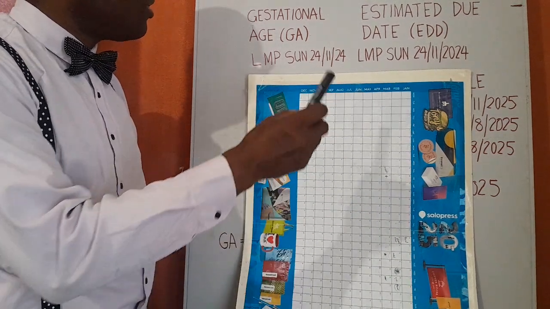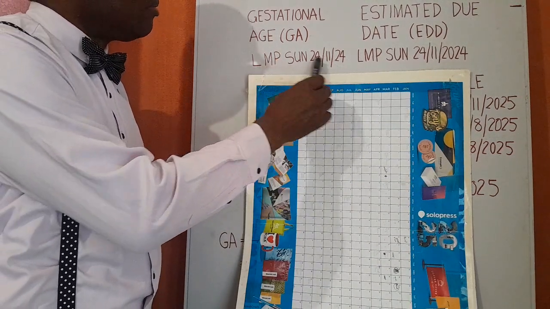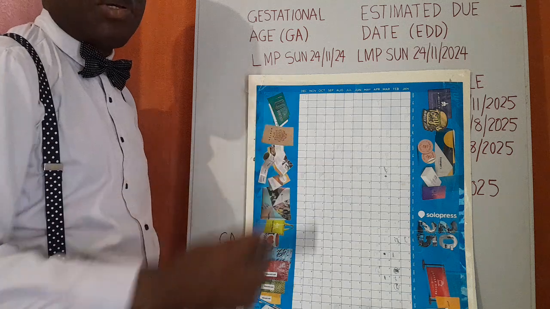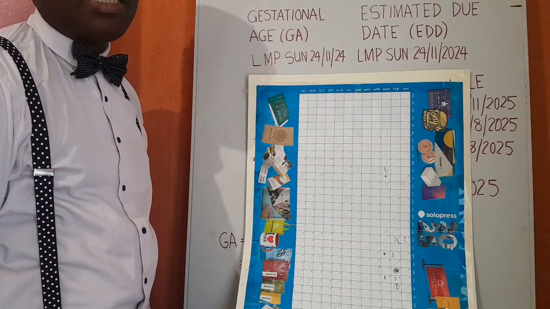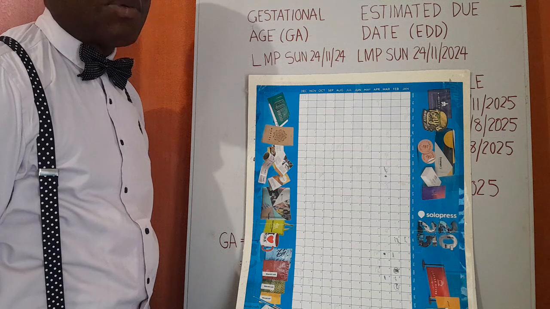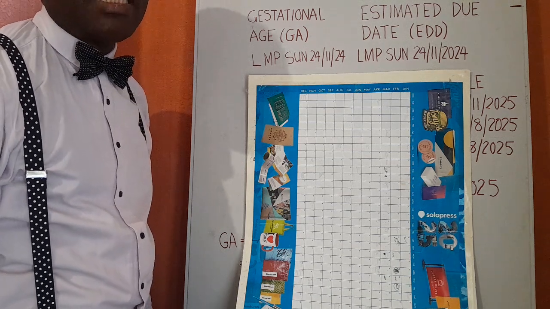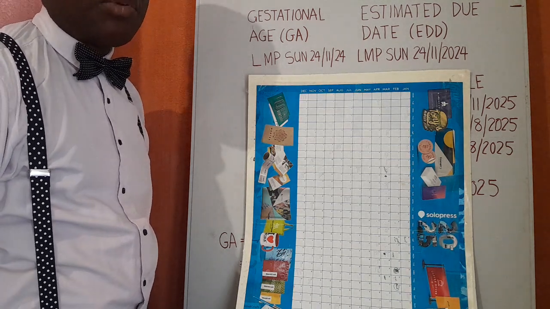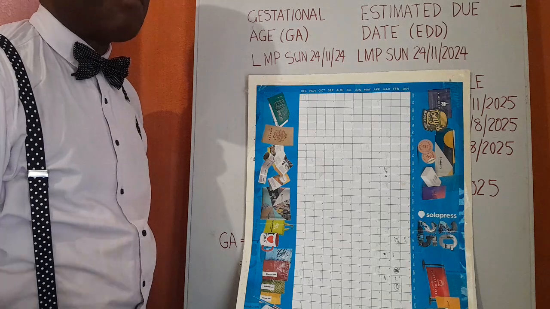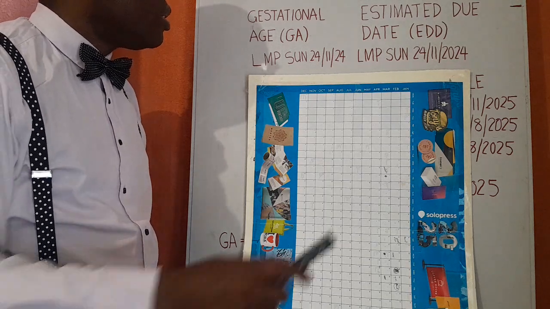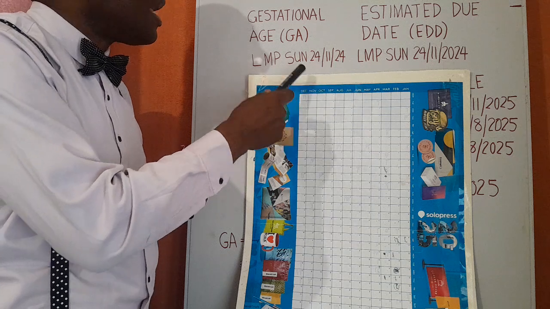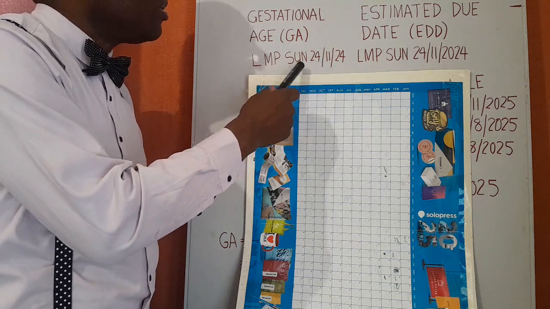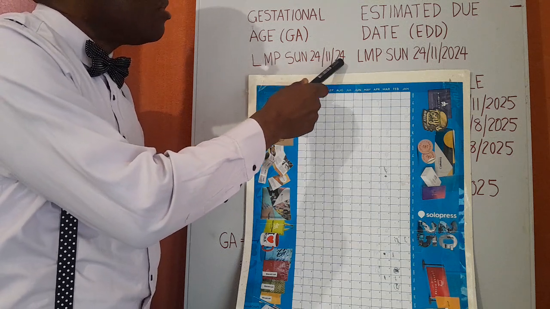In this case scenario, we have a woman whose last menstrual period. The last menstrual period is the easiest means of calculating it, and that is why I'll just keep it at the level of the last menstrual period. And almost every woman knows that. So this particular woman that we are going to be looking at today had her last menstrual period on the 24th of November 2024.